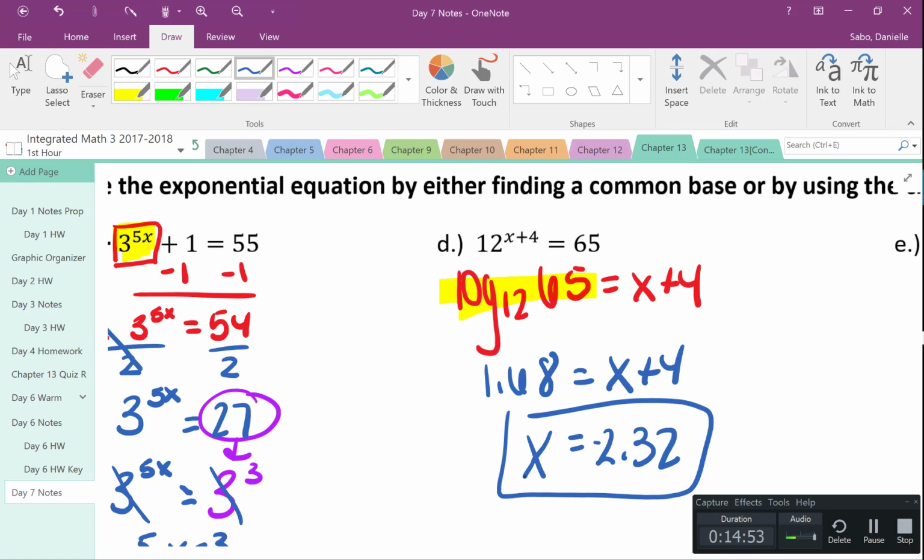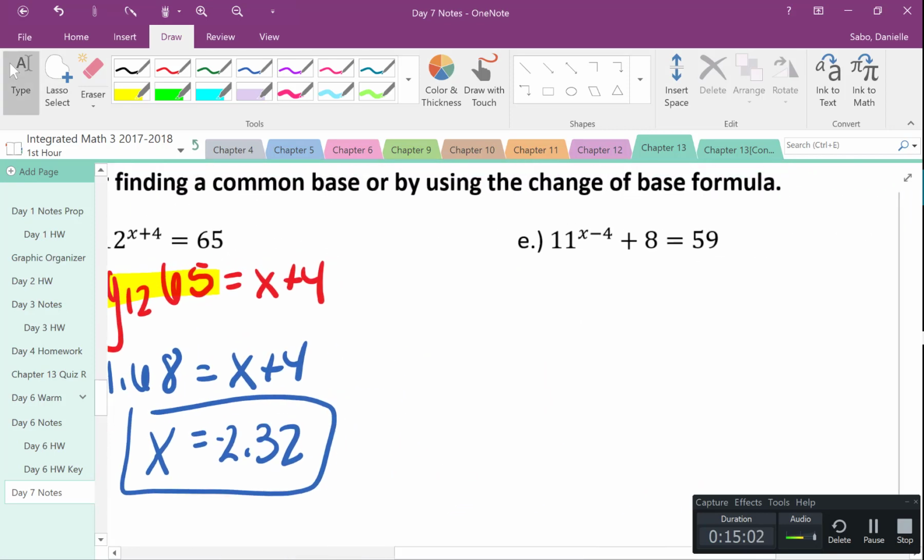Some of you, I can already tell, are flying through some of these problems. I want you to go ahead and try E. Remember, isolate the exponential expression first. That's this guy in red. He needs to be alone before I do anything. If you try to convert right now, that's where you're going to go wrong. If I had x plus 8 right now, hopefully you would know what you would do. It's the same situation. Go ahead and try it.